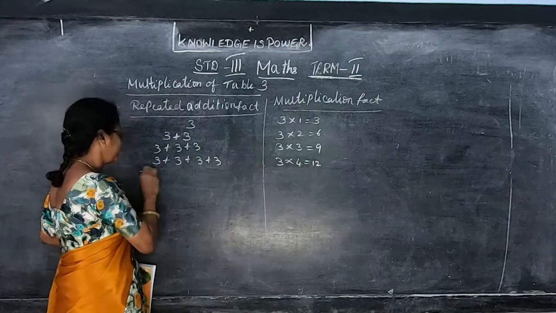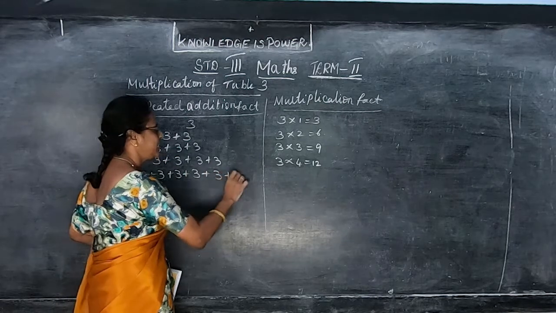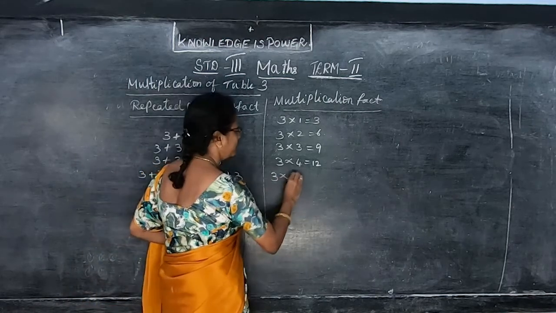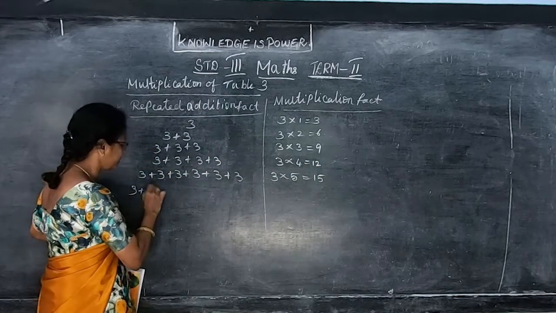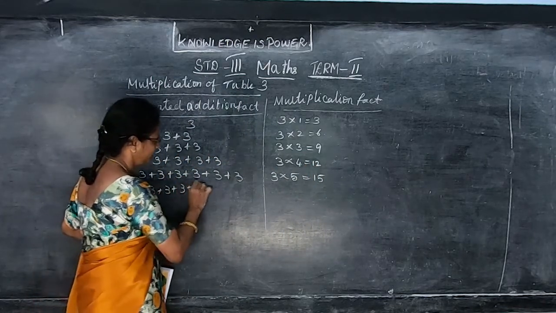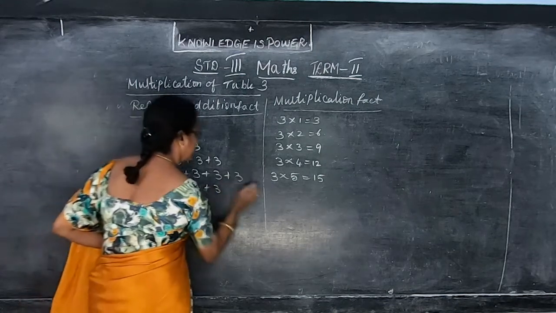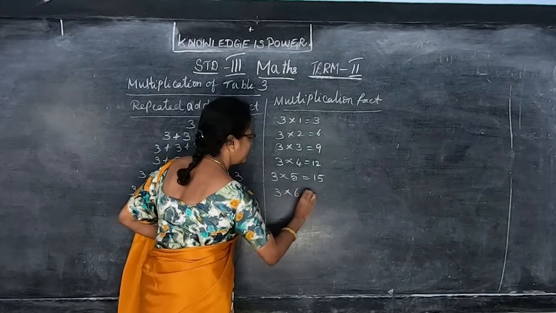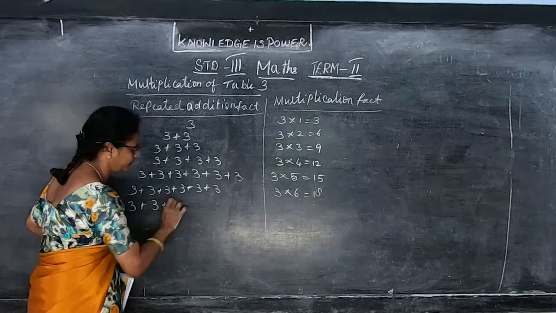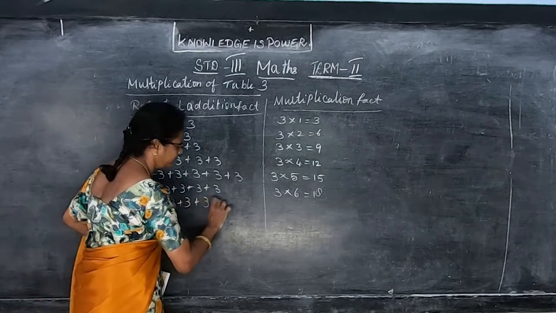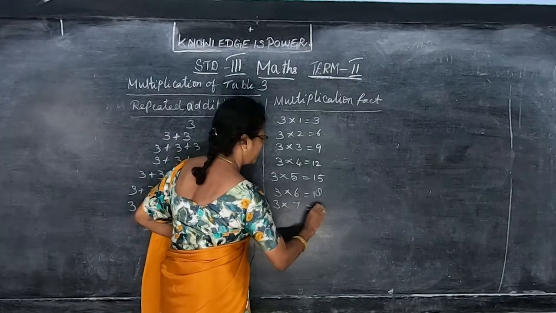Then 5 3s. So like this is the addition facts of 3 tables. For the 2 tables also you have to write like this. 3 5s are 15. Then again 6 times, 3 4 5 and 6. So that is 3 6s are 18. Then 7 times, you have to write 4, 5, 6 and 7. So 3 7s are 21.